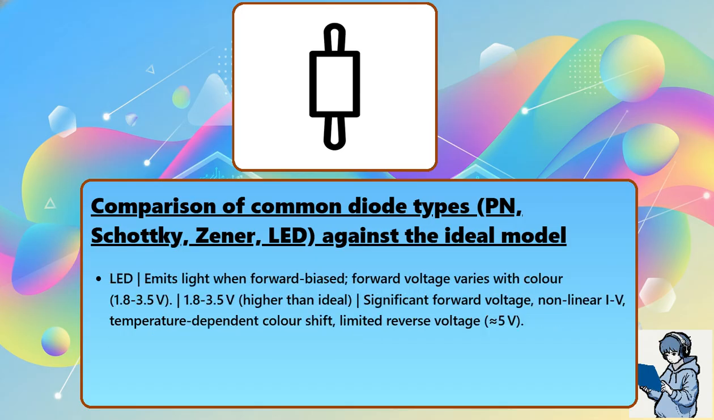reverse region. LED emits light when forward biased. Forward voltage varies with color, 1.8 to 3.5 volts. Typical forward drop: 1.8 to 3.5 volts, higher than ideal. Key non-ideal traits are significant forward voltage, non-linear I-V, temperature-dependent color shift, limited reverse voltage, approximately 5 volts.